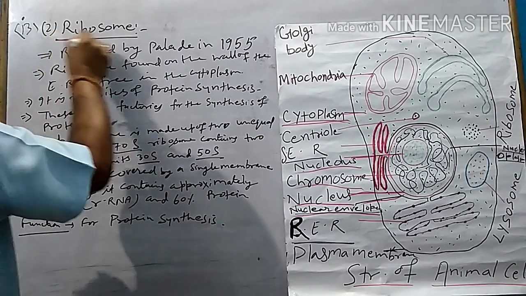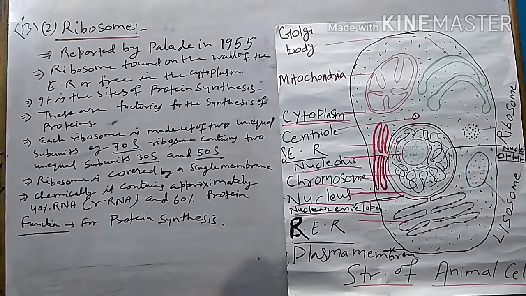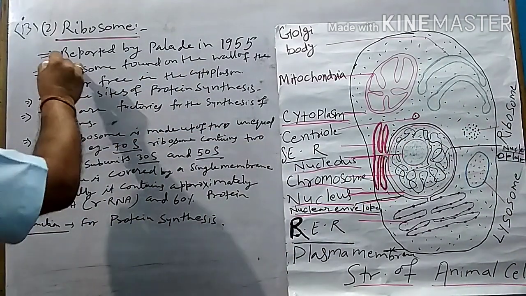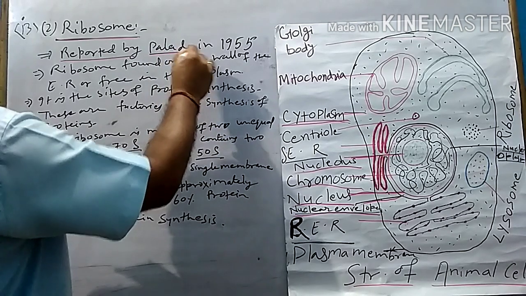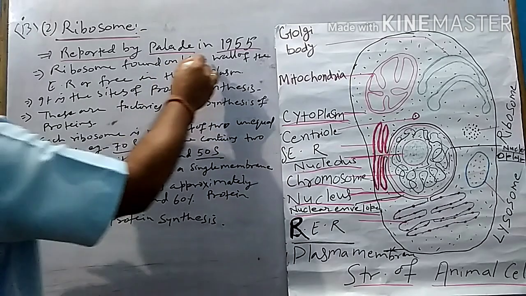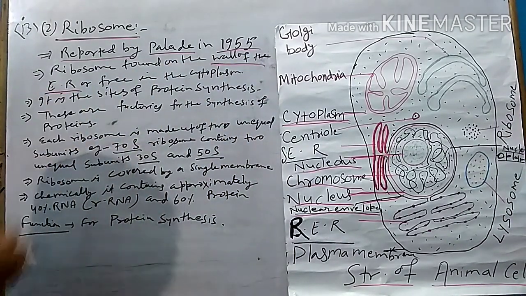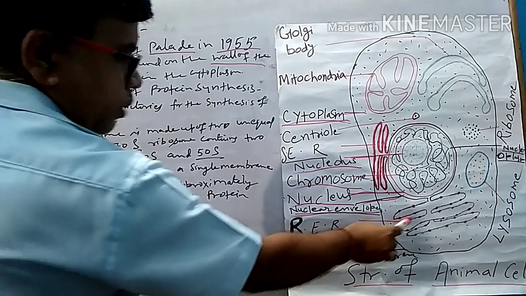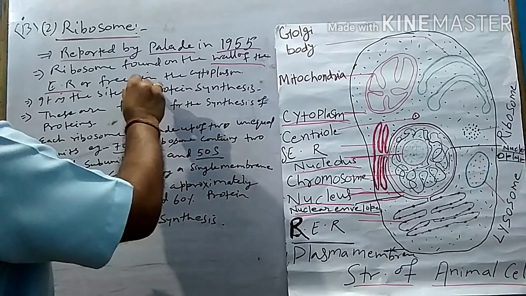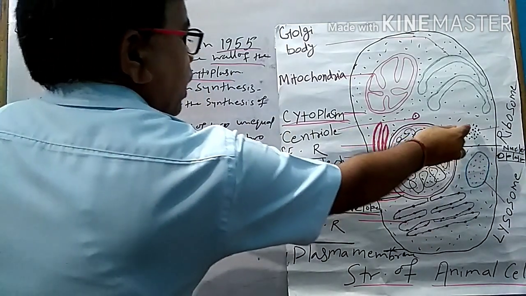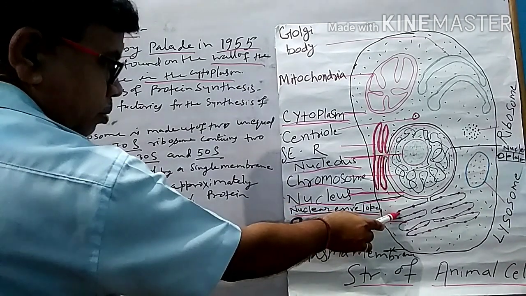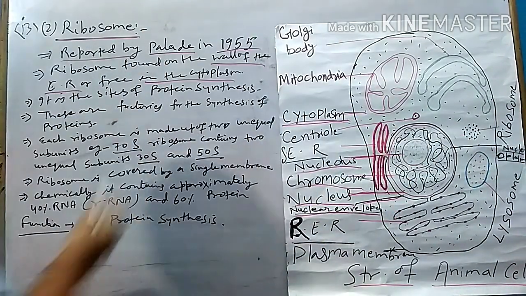Then the second cell organelle, ribosome. Ribosome was reported by Palade in 1955. The ribosome is found on the wall of the endoplasmic reticulum and free in the cytoplasm.